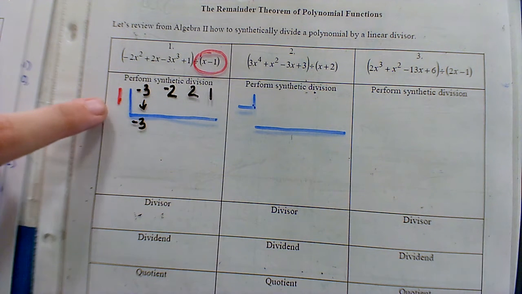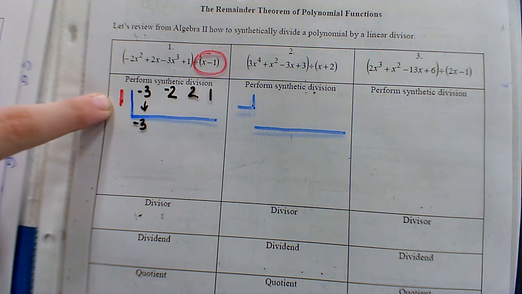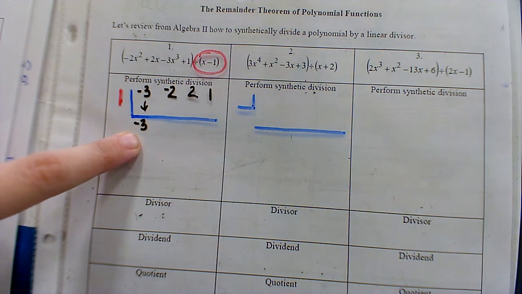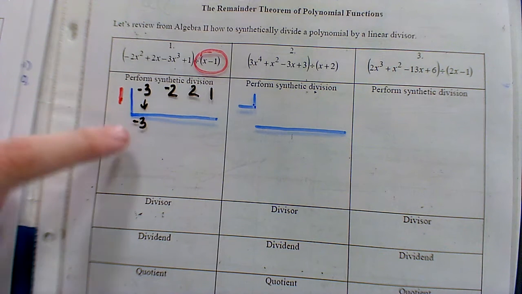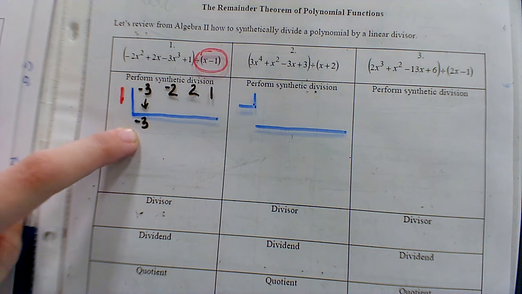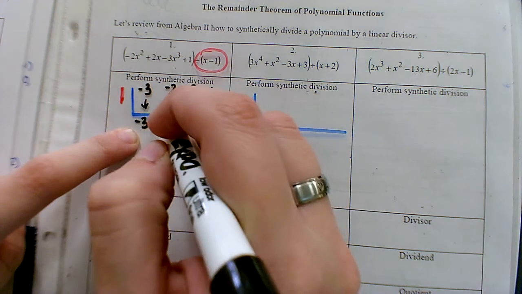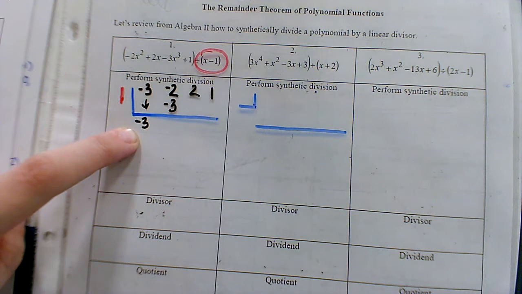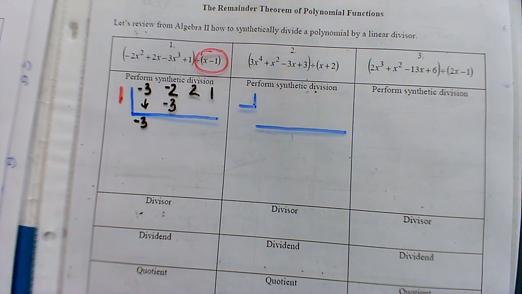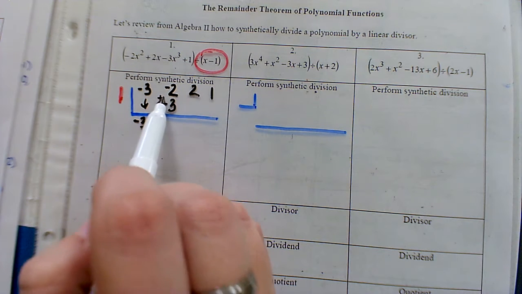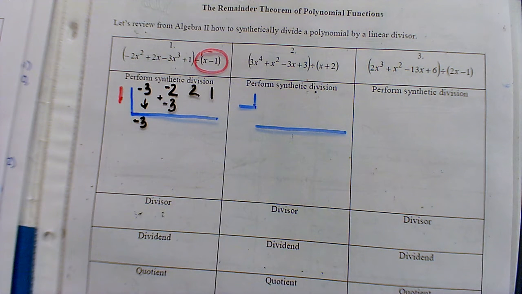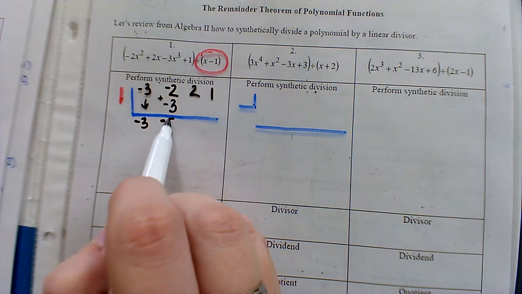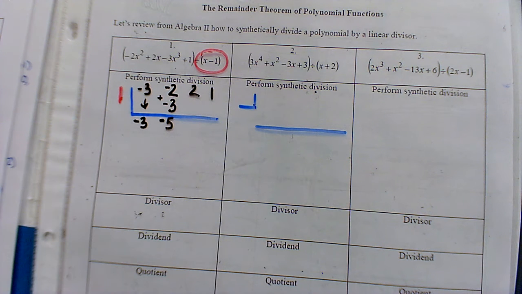Okay? So what we're going to do is we're going to take that little box outside number times the number underneath that bar. So 1 times -3 would give us -3 as an answer, and we're going to write that value underneath the next coefficient that we listed. These are the numbers that we're going to now add together. So -2 plus -3 would give us a -5, and we're just going to repeat the process.